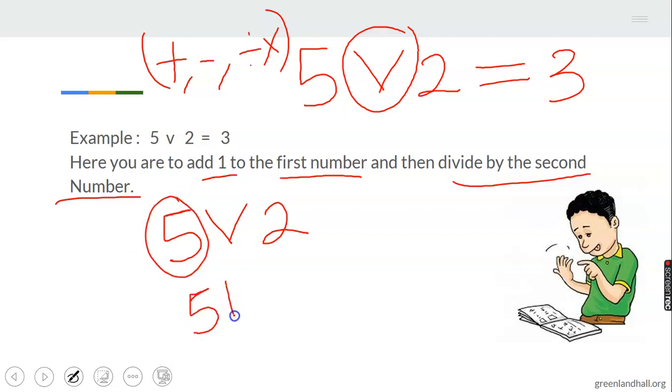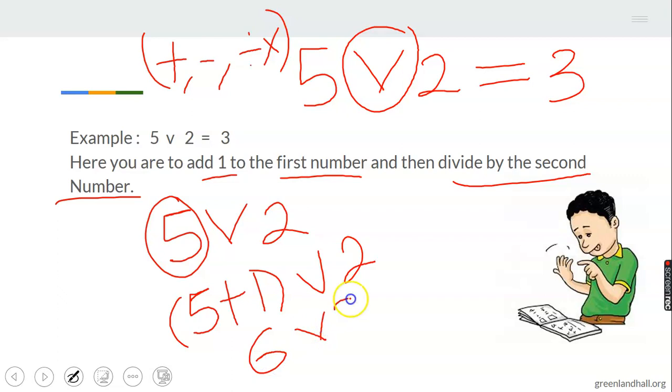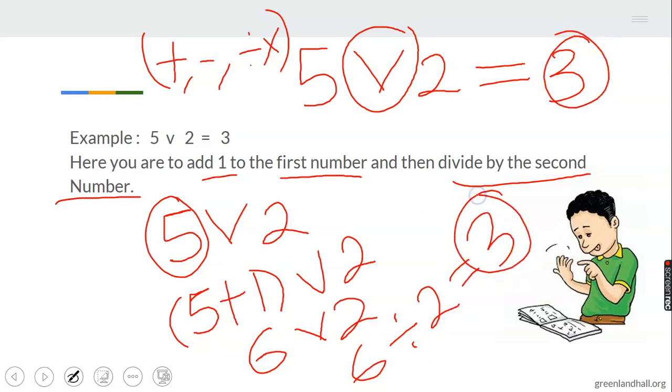5 plus 1, okay? My symbol, and 2. Let's do the first part. 5 plus 1 gives me what? 6. Beautiful. So we've gotten this part and 2. Then the other part says then divide by the second number, which is 2. So that means 6 divided by 2. That will give me 3. This is what we got here, and we are correct.